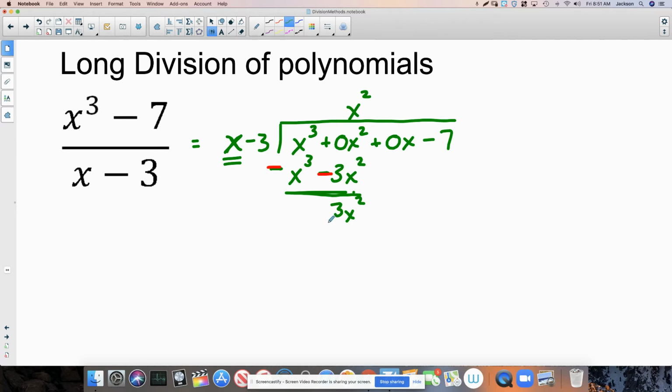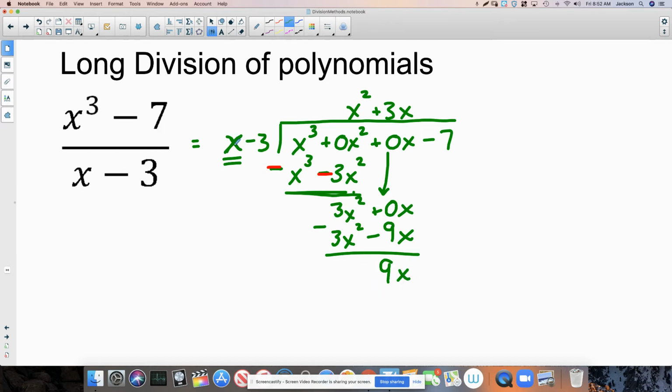And then we repeat the process down here instead of up here. What do I multiply x by to get 3x squared? And the answer to that is 3x. And that 3x term goes above this x term. And then we do 3x times x, which is 3x squared, and 3x times negative 3, which is negative 9x. I bring this x term down so that I can match this up for my subtraction. I'm not going to bring the 7 down because I don't have another term to subtract that from. 3x squared minus 3x squared is nothing. 0 minus negative 9. Again, we're subtracting a negative, so that's addition. So this is 9x.